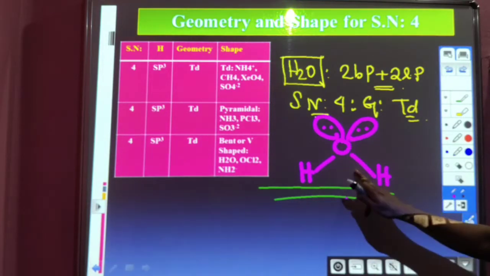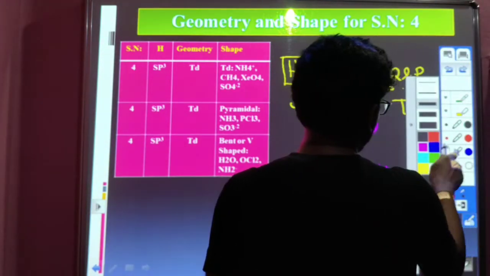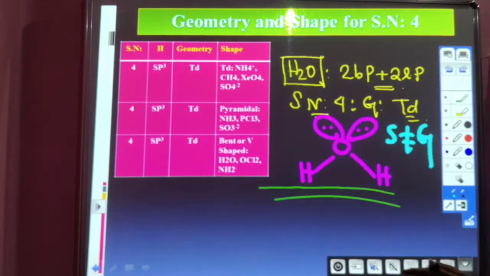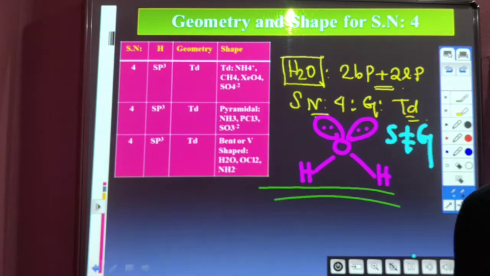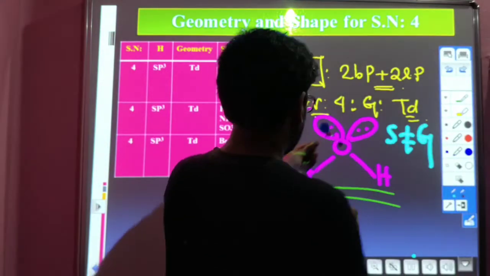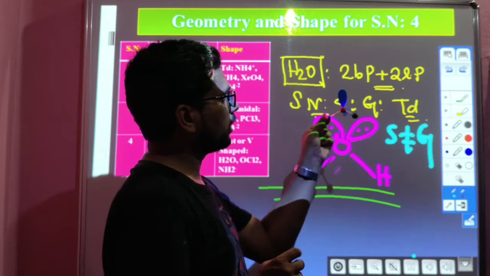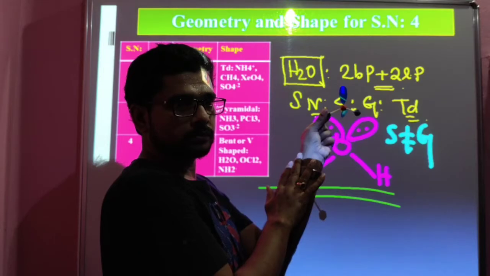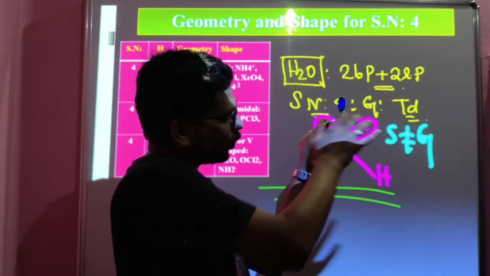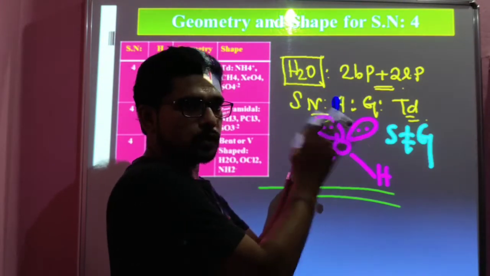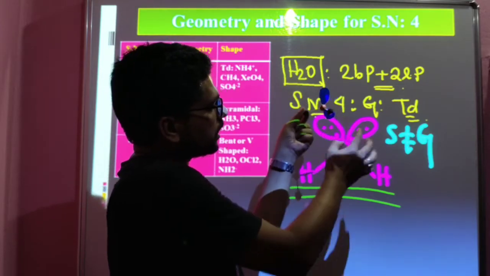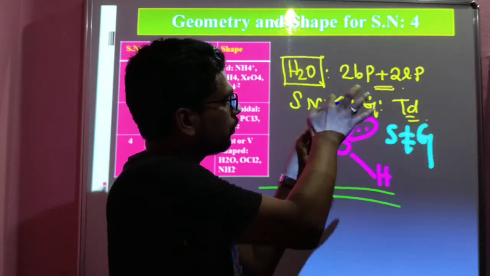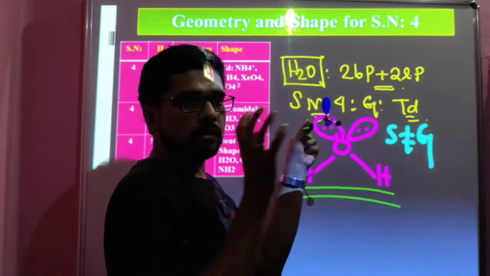So what will be the shape? See, first of all, shape is not equal to geometry here, because lone pairs are present. 2 lone pairs are there. Look at here. See, 4 bond pairs: 1, 2, 3, 4. 2 lone pairs. So 4 pairs. So these are arranged in a tetrahedron: 1, 2, 3, 4.